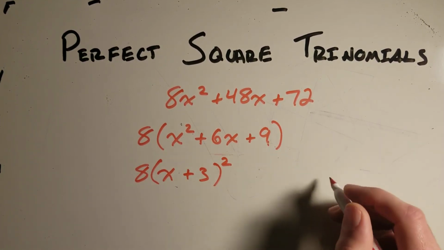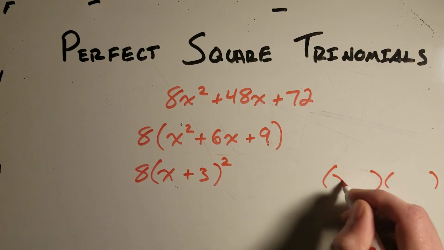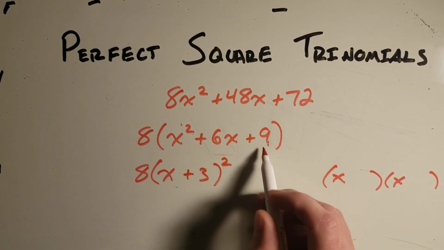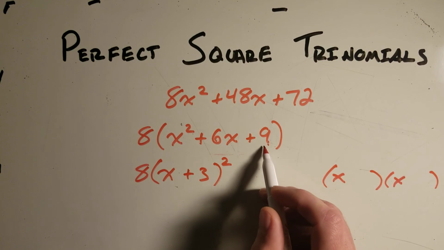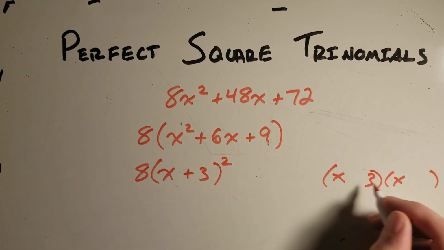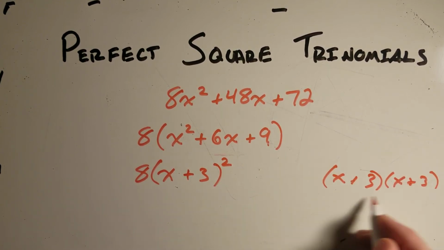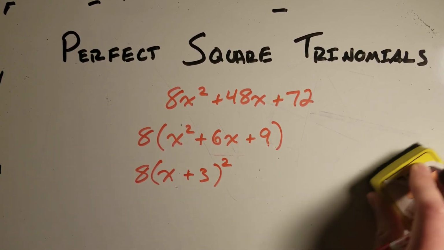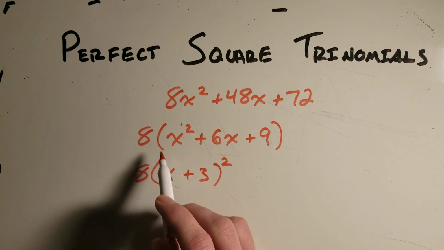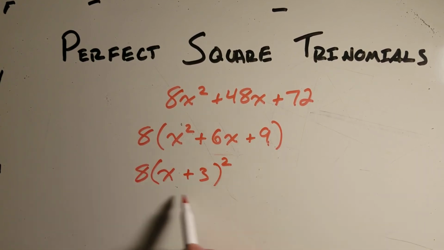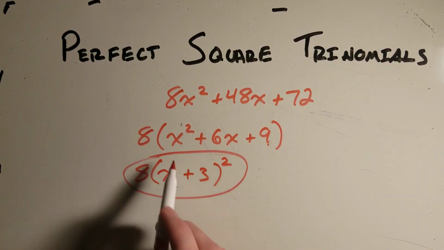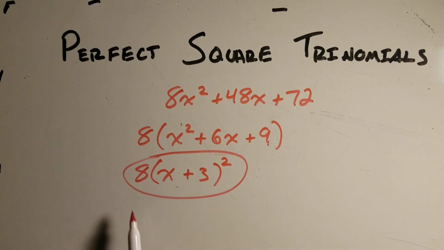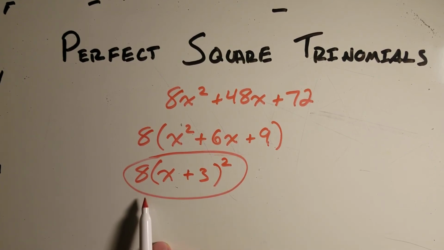If you didn't recognize that and you did it the old-fashioned way that we know, it would just be x times x, and you would say what times what is 9, that equals 6, and you would come up with 3 and 3. And then you could just rewrite it as x plus 3 squared. So it's always okay if you have that leading coefficient of 1 to fall back on that. You'll still come up with a perfect square if it is a perfect square. Alright, so we're done. We have 8 times the quantity, x plus 3 squared.